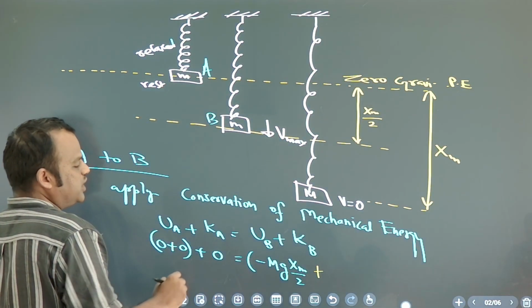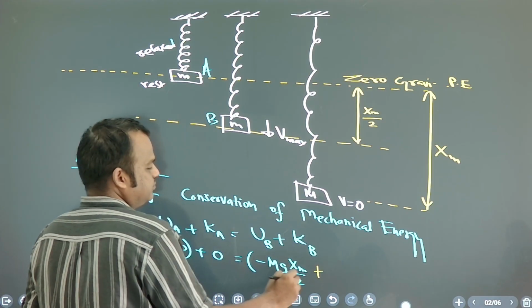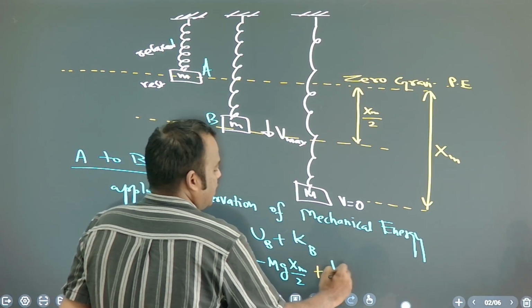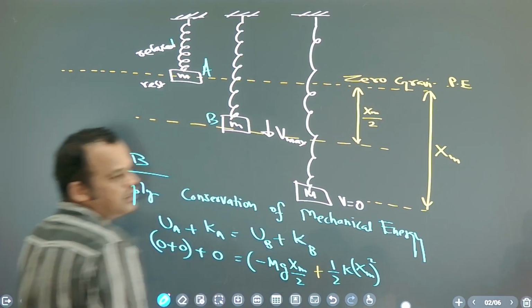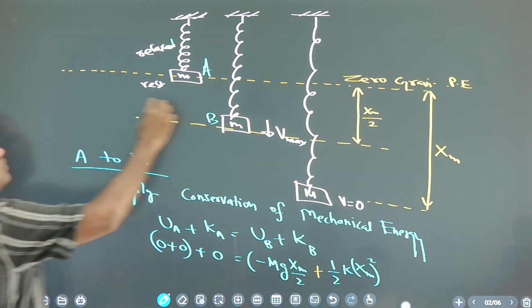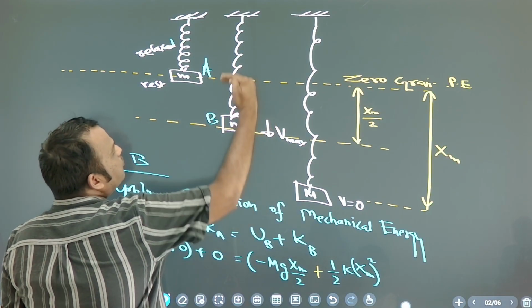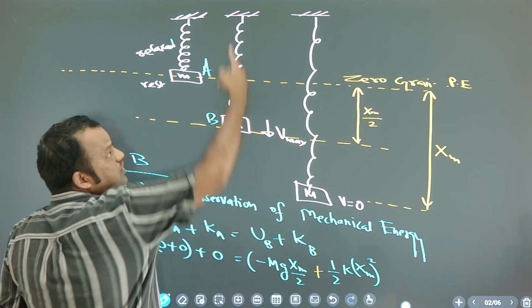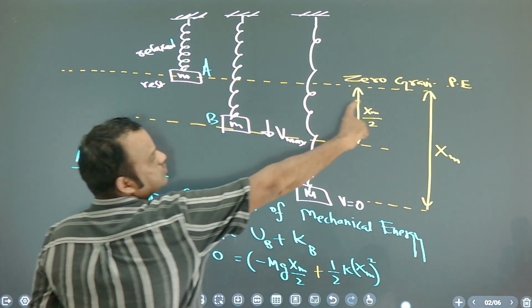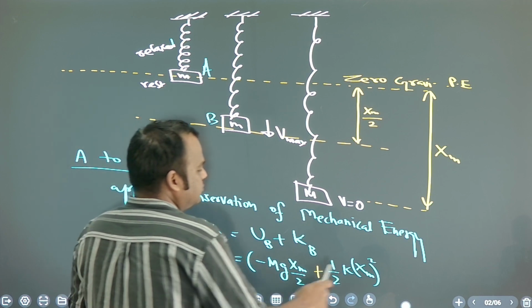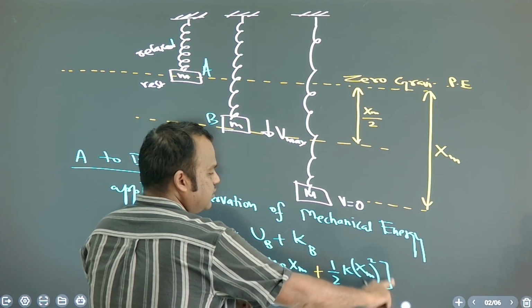Plus spring potential energy. Tell me. Spring potential energy. Half k x max square. This is spring potential energy. Are you getting? Here the block has gravitational potential energy, also negative, and spring potential energy because is it relaxed? No, elongated. How much elongation? X max by 2. So this is total potential energy.